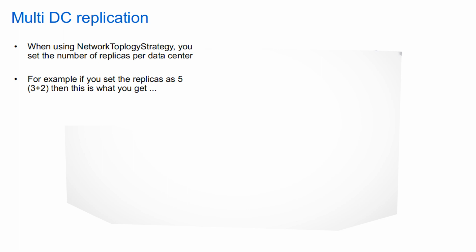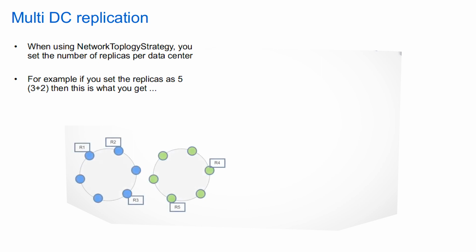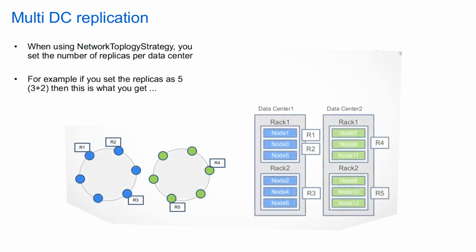We know for a fact that Cassandra can be deployed across multiple regions, multiple data centers. So how do I specify the replication factor in that case? Here's a situation where you've got two Cassandra rings. You've got two data centers which could be geographically apart, and you can see that there are multiple racks.